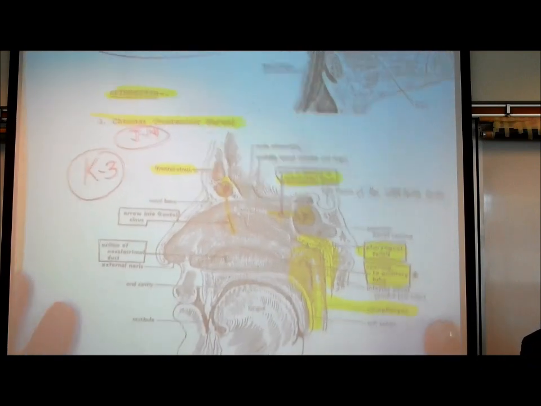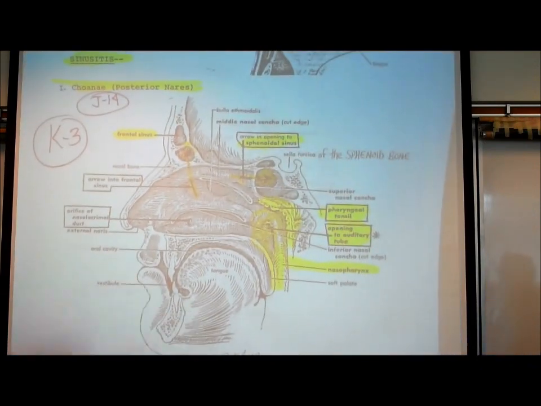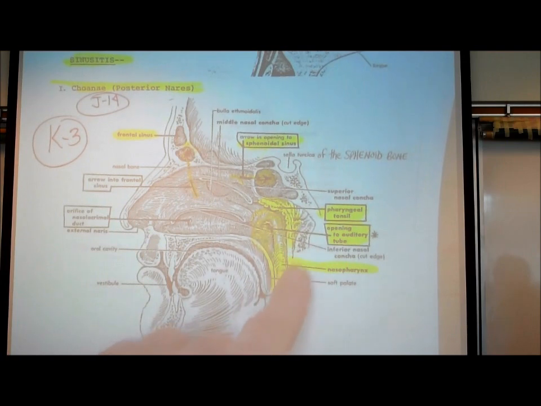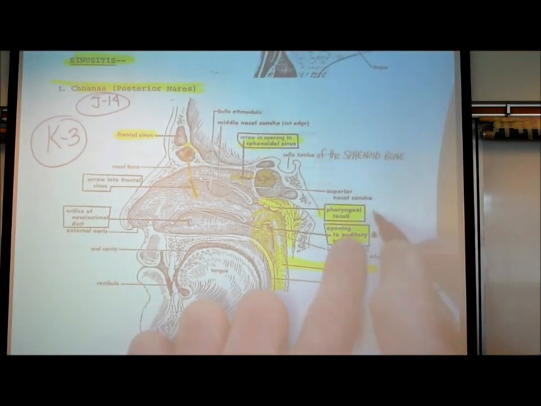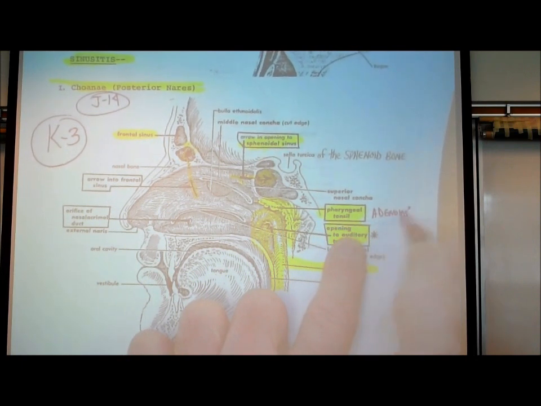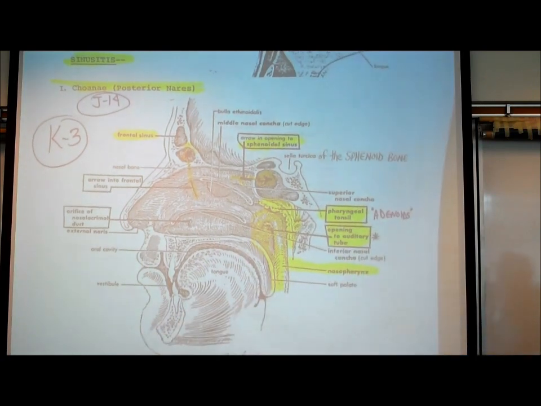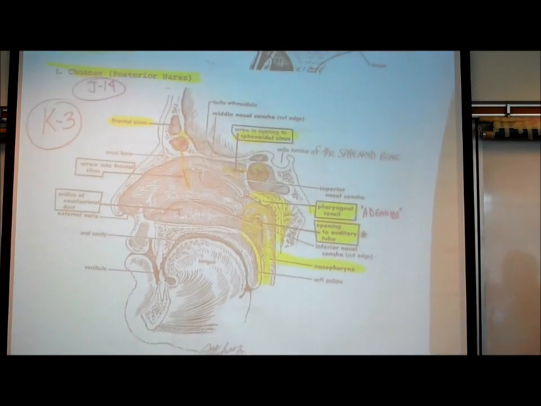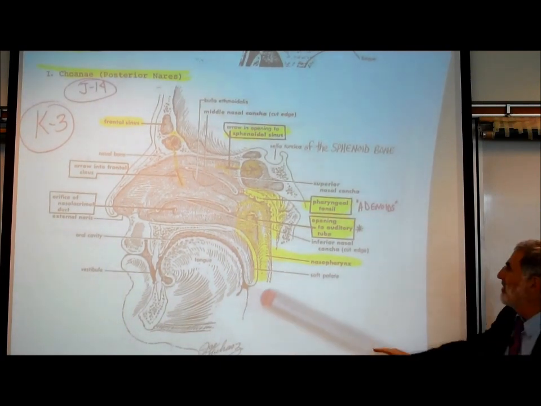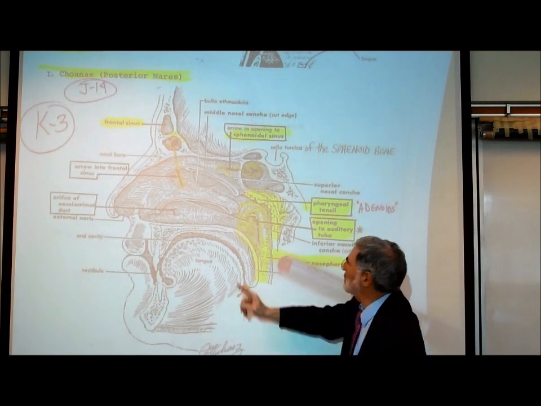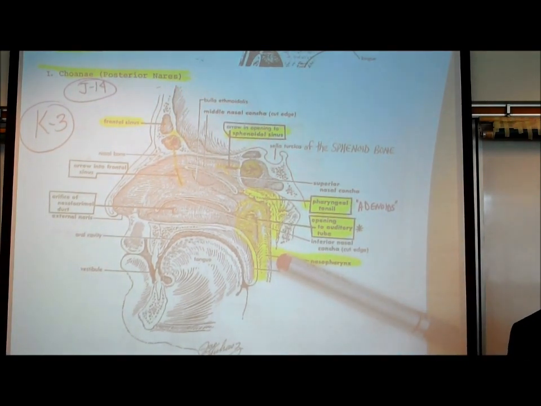Okay, in this picture on K3, what else do we see? We see that on the back wall of the nasopharynx, there is a pharyngeal tonsil. If the pharyngeal tonsil becomes enlarged, that's called adenoids. That's an enlarged pharyngeal tonsil, adenoids. And we also see the opening into the auditory tubes, or eustachian canals.